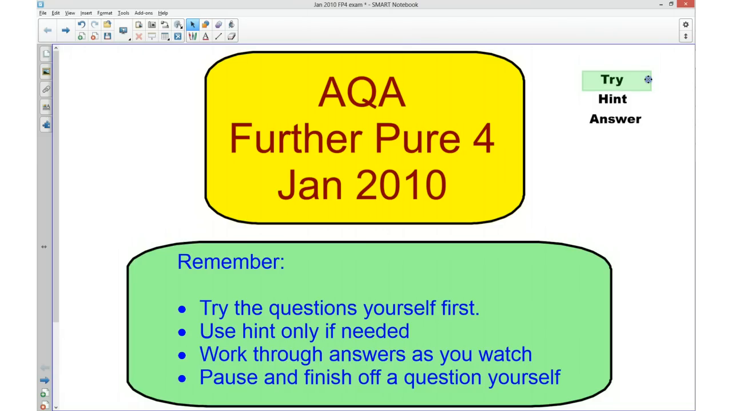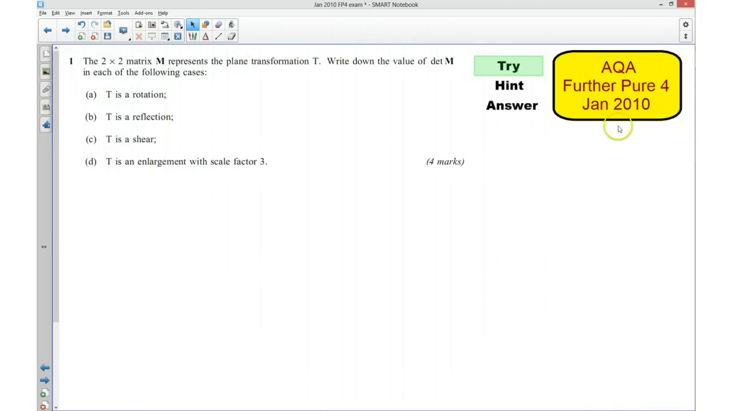Right, so question number one. Again, just to remind you, this is from the January 2010 exam paper. In this question, we've been given a 2x2 matrix, and it represents the plane transformation T, and we want to write down the value of the determinant of M in each of these cases here. So if you want to go ahead and have a try at that question first.